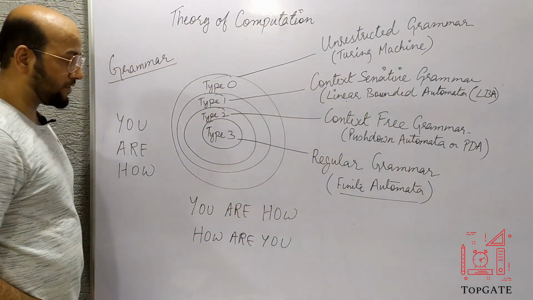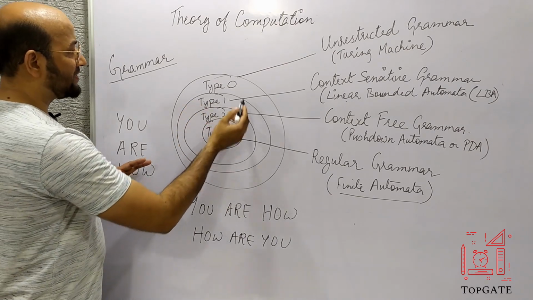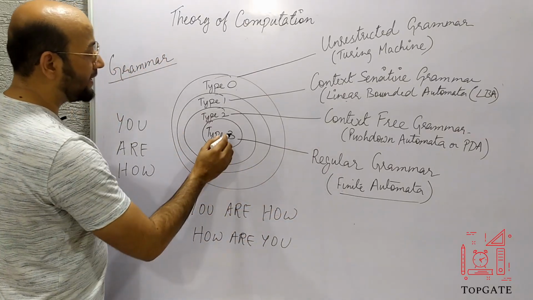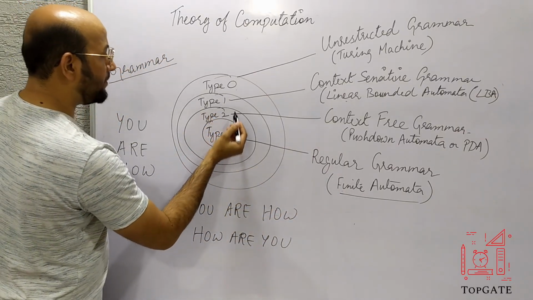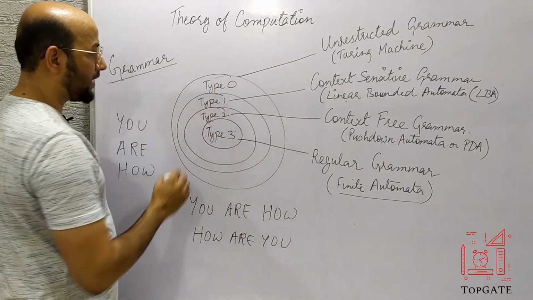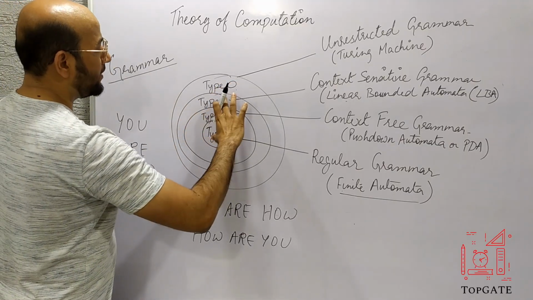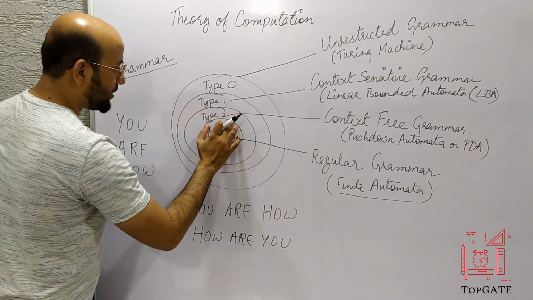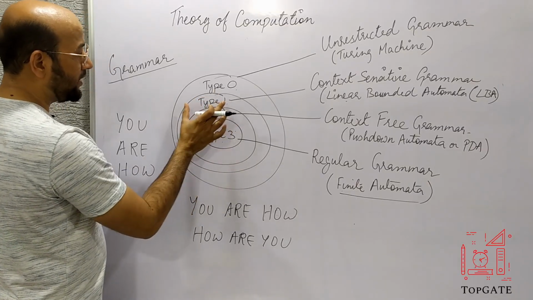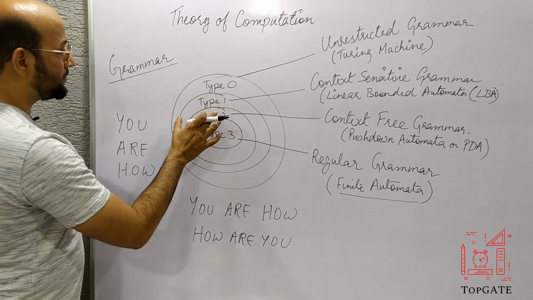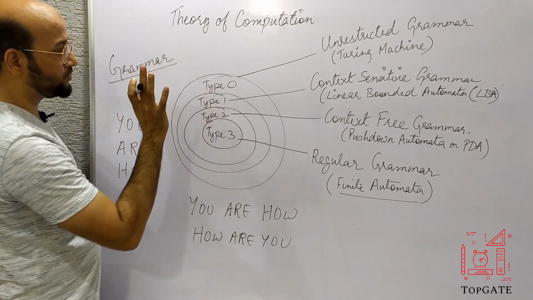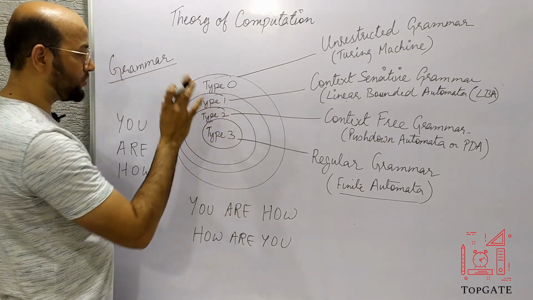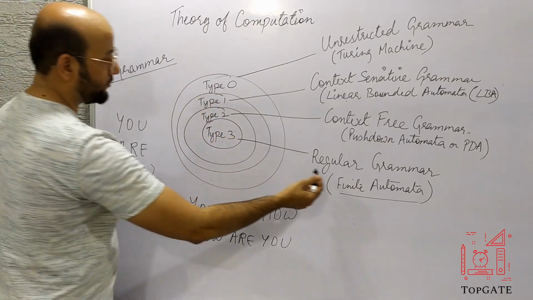So it is like a hierarchy. Whatever can be implemented by type 3, that is the finite automata, can be implemented by type 2. This can be implemented by type 1, and that can be implemented by type 0. So practically type 0 can implement all these things that can be implemented by finite automata, by pushdown automata, by linear bounded automata. And type 1 can implement the language of type 2 and type 3, but not type 0 necessarily. And type 2 can implement all type 3, but not necessarily type 1 and type 0. And type 3 can implement only the regular grammar.